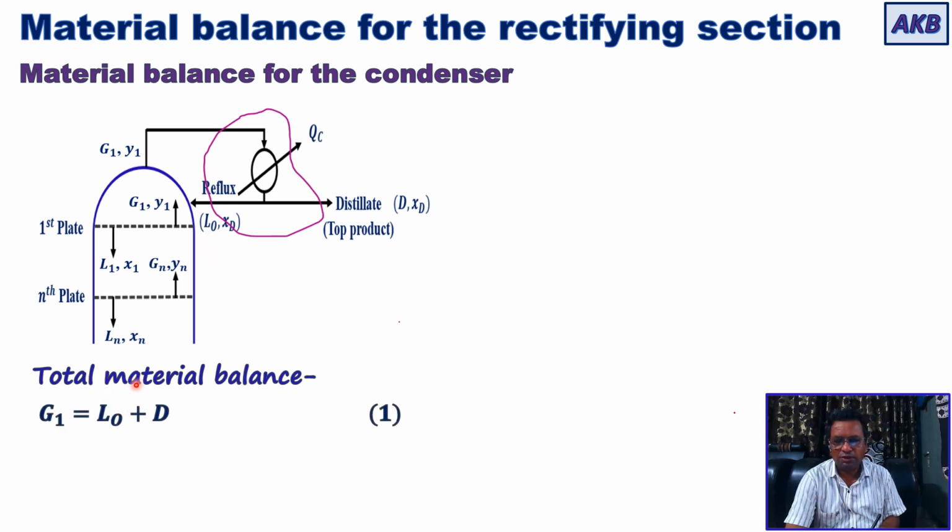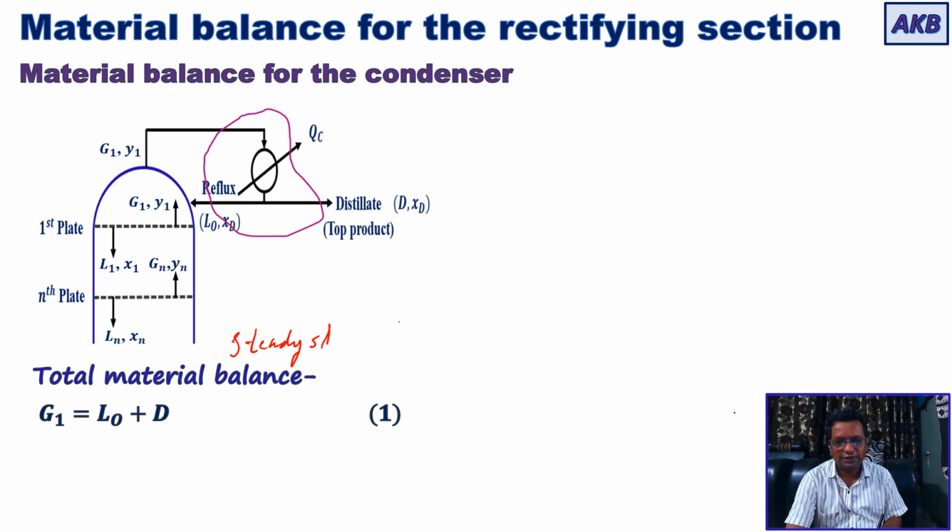Okay, so the total material balance will be: the rate of material in is equal to the rate of material out. So material in the form of vapor is entering at a rate of G1, that is equal to material leaving in the form of reflux and distillate. So it will be simply G1 is equal to L0 plus D, no accumulation. We are considering a steady state material balance, let me tell you.